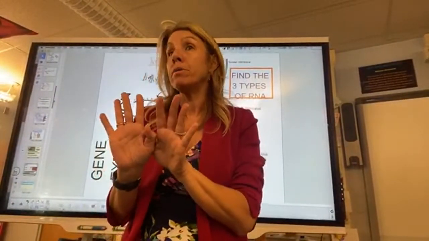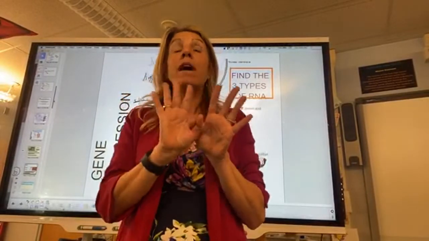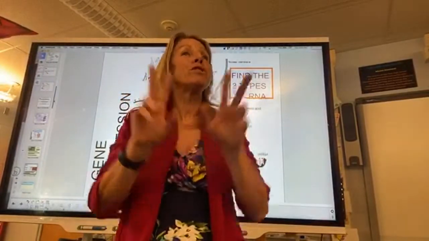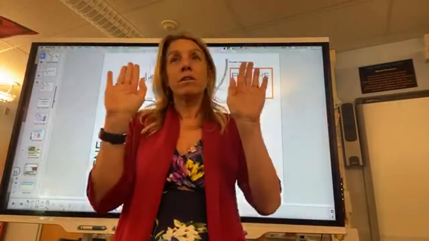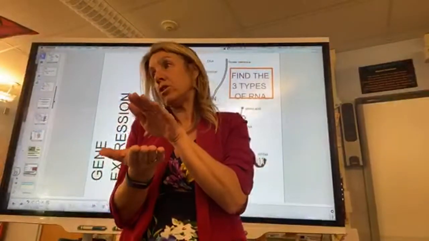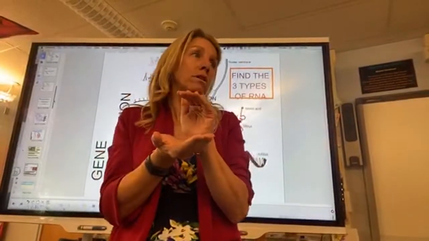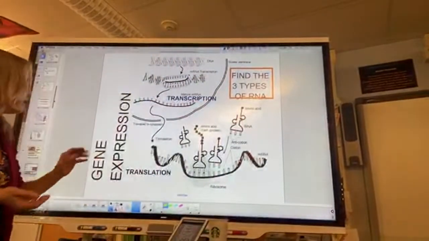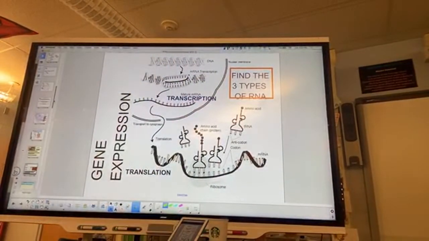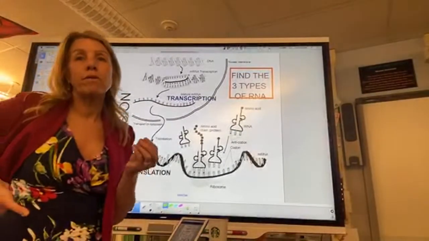Now, is that polypeptide done? No. That was translation. What do you have to do post-translation? Fold it into the right shape. So it's a functional protein. That's post-translation. Okay? Yes? Sorry, what's the cap and the tail? The cap is 7-methylguanosine. You don't have to memorize that.